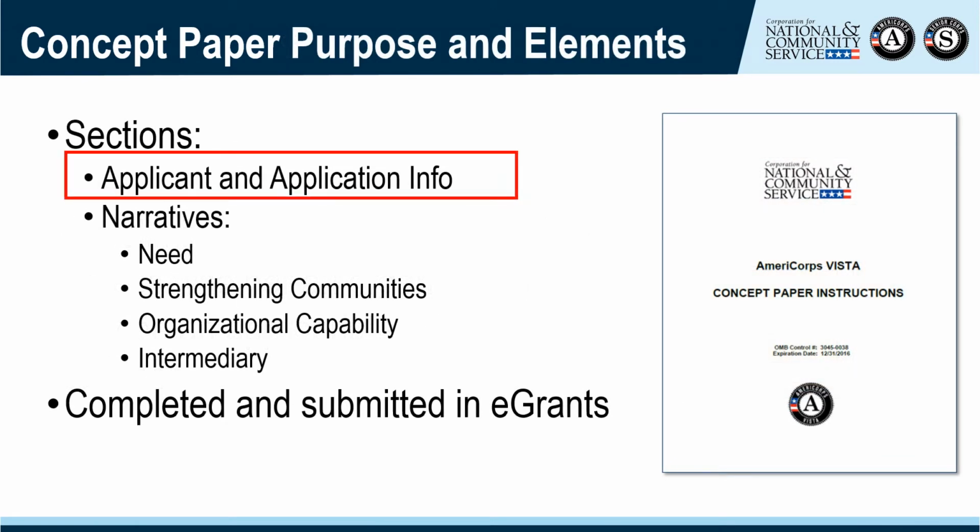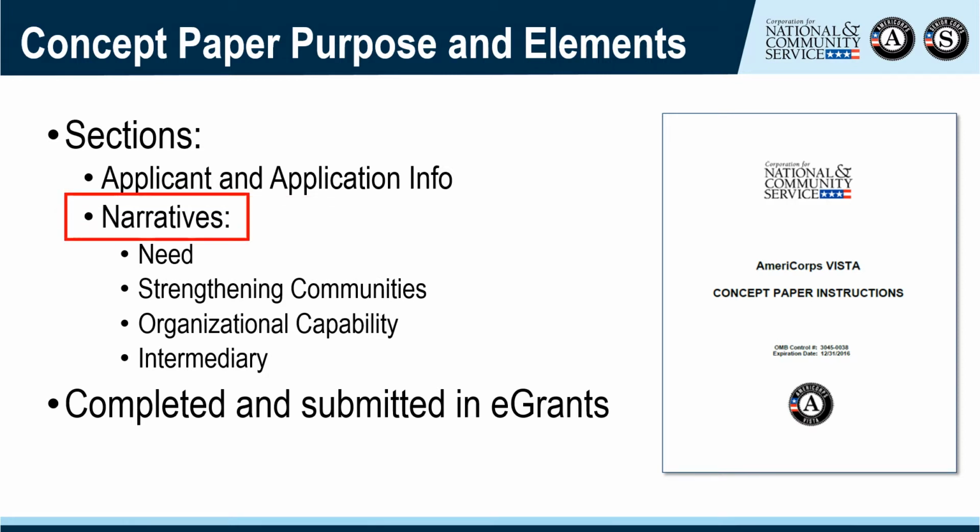When completing the concept paper, organizations will first need to complete some general applicant information with details about their project. Some of this information will likely already be in the system from when the eGrants account was created, but they'll also need to complete some other fields, such as the areas affected by their project and whether the organization was a former VISTA sponsor or if they've previously received any other resources from CNCS programs.